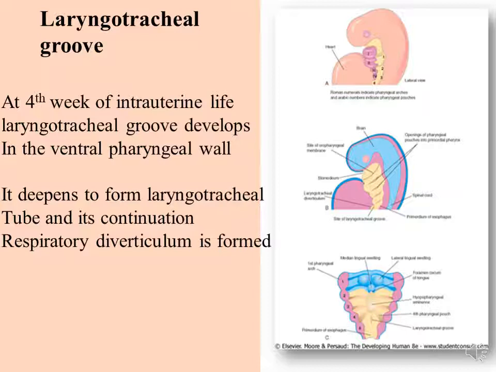What marks the beginning of the formation of the respiratory system? A groove develops in the ventral pharyngeal wall just below the hypobranchial eminence in the 4th week of intrauterine life. As we can appreciate in figure C, a groove-like structure is there in the vicinity of the 4th and 6th pharyngeal arch, just below the hypobranchial eminence. This groove is known as the laryngotracheal groove. It deepens to form the laryngotracheal tube, and its continuation is the respiratory diverticulum.